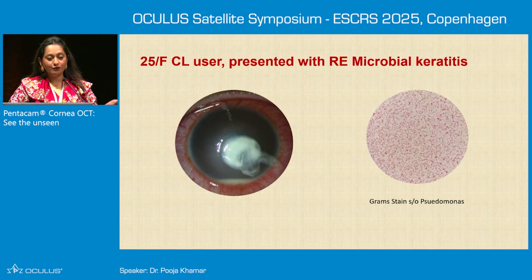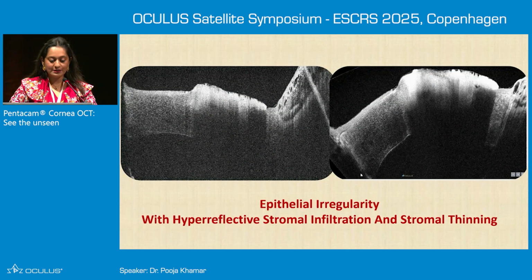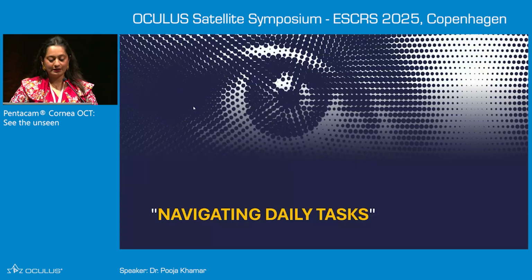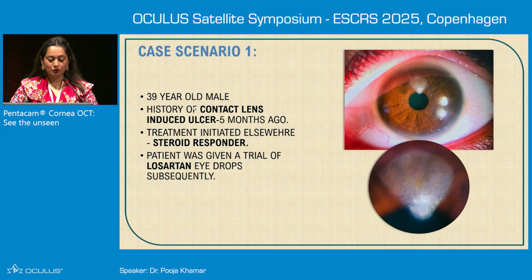Now, how do we know those were cysts and not just an artifact? This is another case who presented with microbial keratitis. We did a gram stain to identify what we were dealing with. It was Pseudomonas. And if you see on an OCT, it doesn't show any cysts. It just shows hyperreflective stromal infiltration and stromal thinning. So what we were seeing in the previous case, which we probably thought could be a cyst, was telling us that this is the truth.